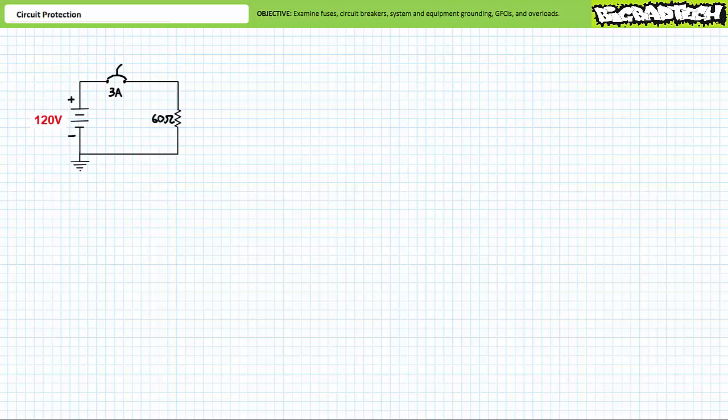Allow me to demonstrate. Consider a negatively grounded 120 volt source and an electrical device modeled as a 60 ohm resistor. An application of Ohm's law demonstrates the device draws 2 amps of current while in operation. Given the current drawn by the device is below the rated current, the circuit breaker remains closed and the device functions as intended. By referencing the negative terminal of the voltage source to ground, this is known as system grounding.